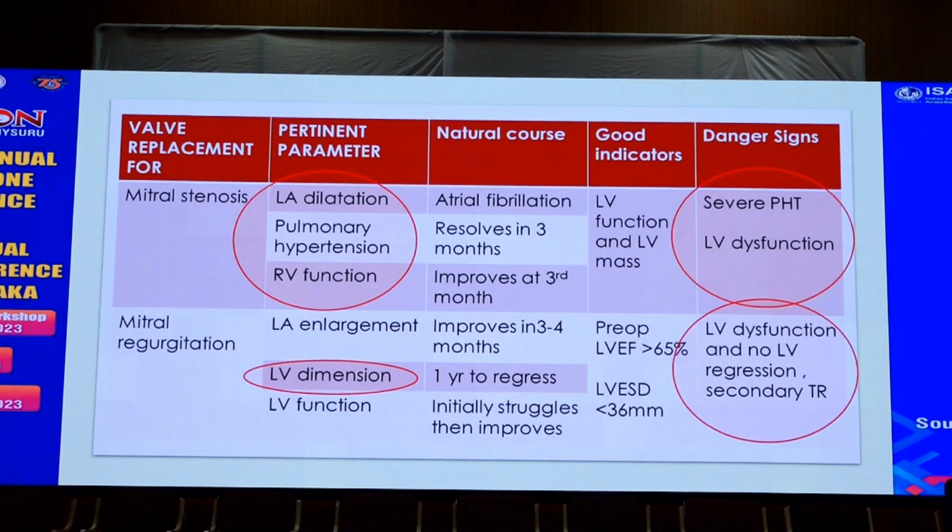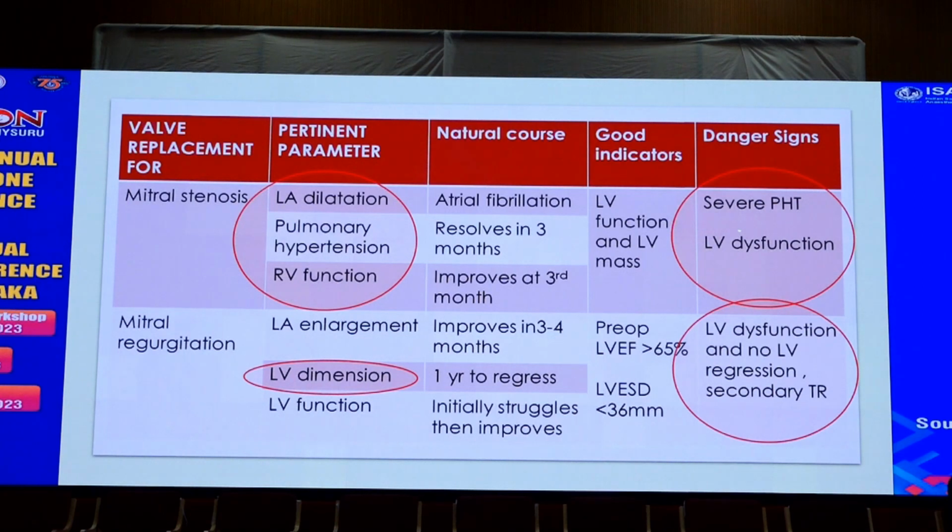The most important thing in 2D echocardiography that I am interested in is the pertinent signs. What is meant by pertinent signs? Every lesion will develop some kind of changes in the heart. For example, in mitral stenosis, they generally have LA dilatation, pulmonary hypertension, and RV dysfunction prior to the valve replacement. After replacement, if it's a good prognosis, they regress. But if these pertinent signs persist, they become a warning sign for further evaluation.